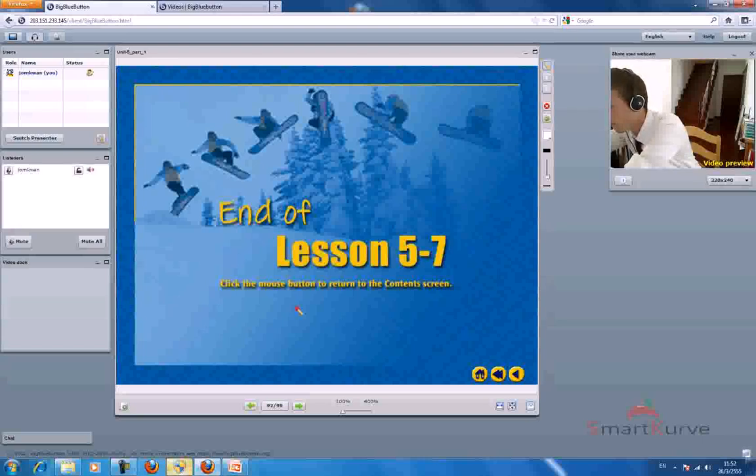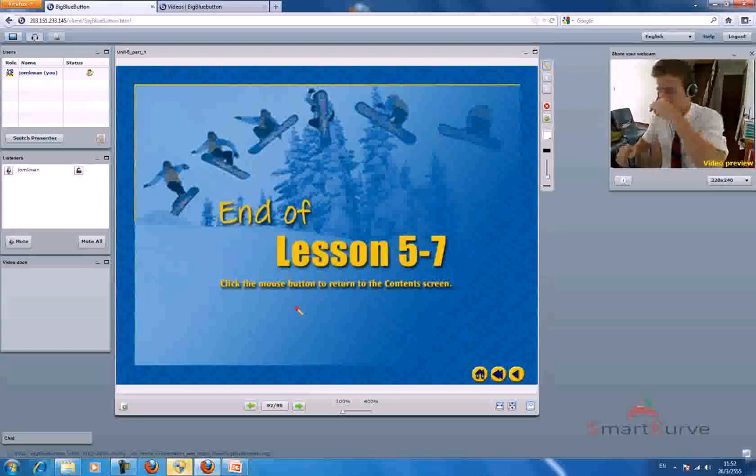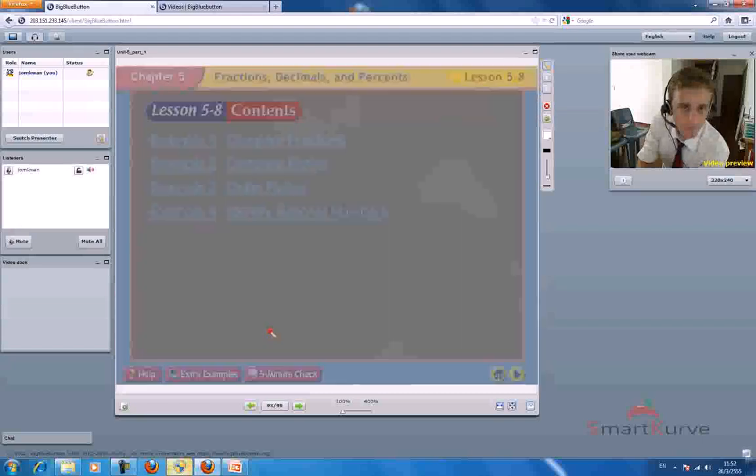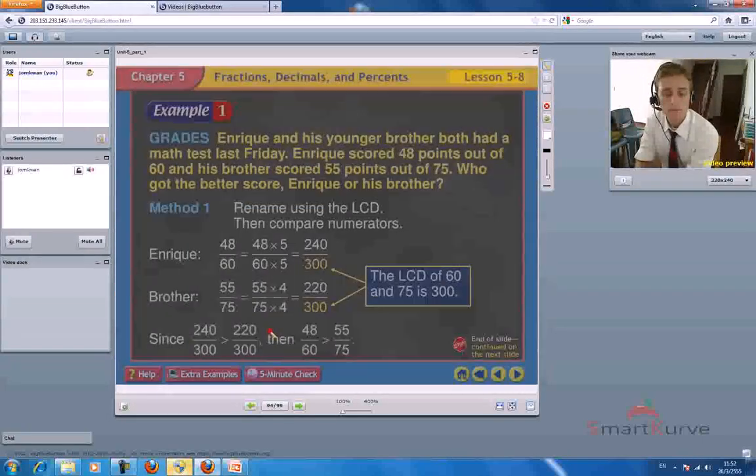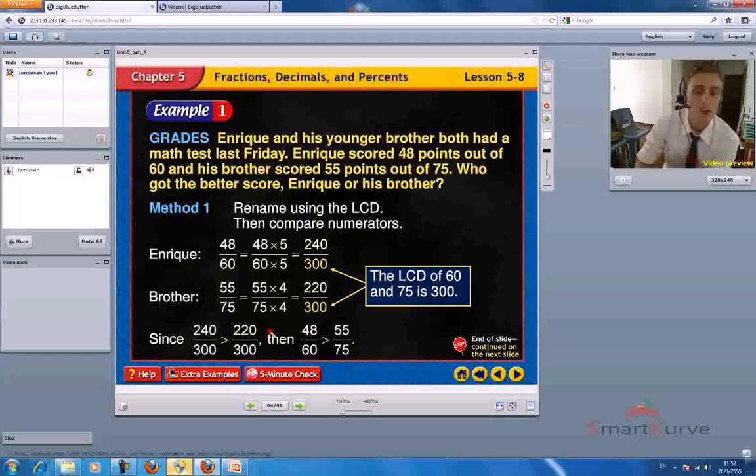The same with this. We have 3 times 2 squared, 5 times 2 squared, 5 times 3 squared. Just pick one of the 5s, one of the 2 squared, and 3 squared is greater than 3 to the 1. So we multiply those numbers. End of lesson 5-7.